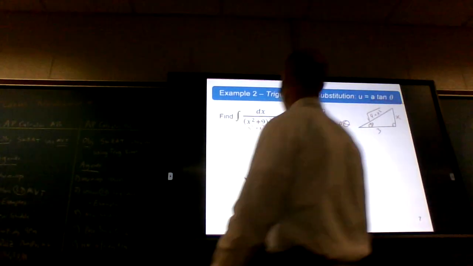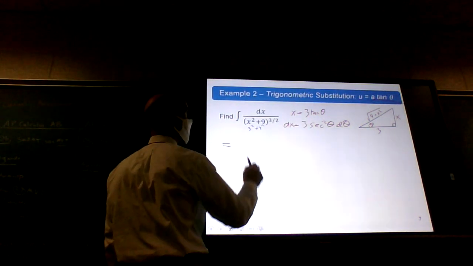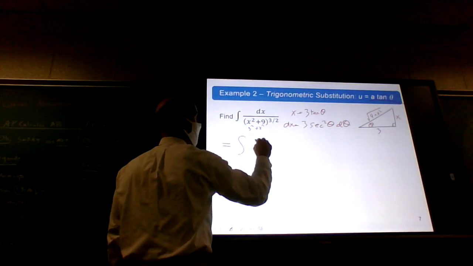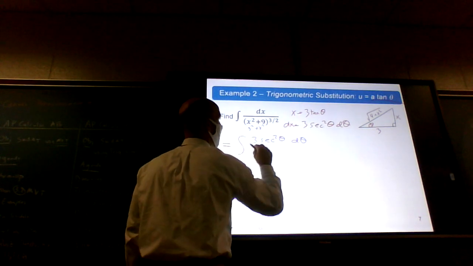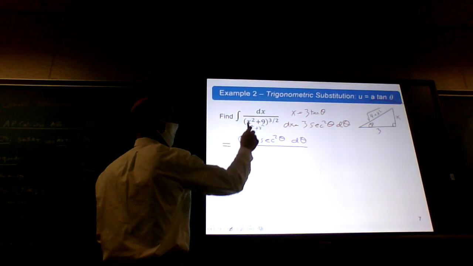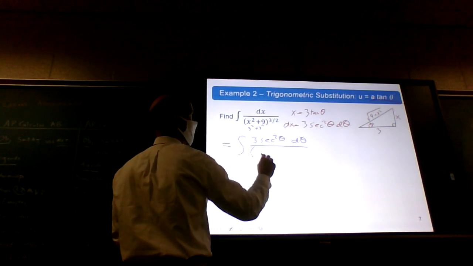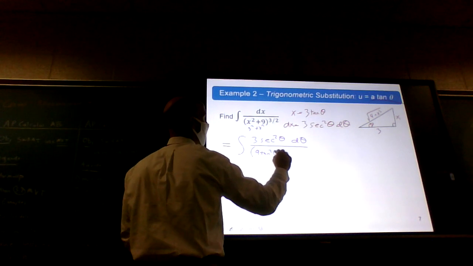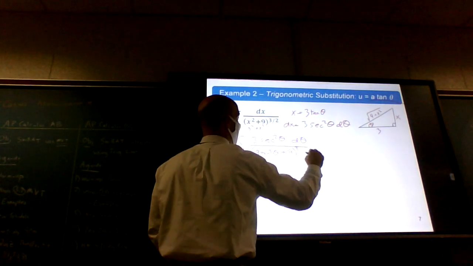Okay, now let's go ahead and write it in using our trig stuff. So what's dx? Well, it's all that right there. So it's going to be 3 secant squared theta d theta. And then now for this x squared plus 9, I got to plug in x squared. So that's going to be 9 tangent squared theta plus 9 to the 3 halves.